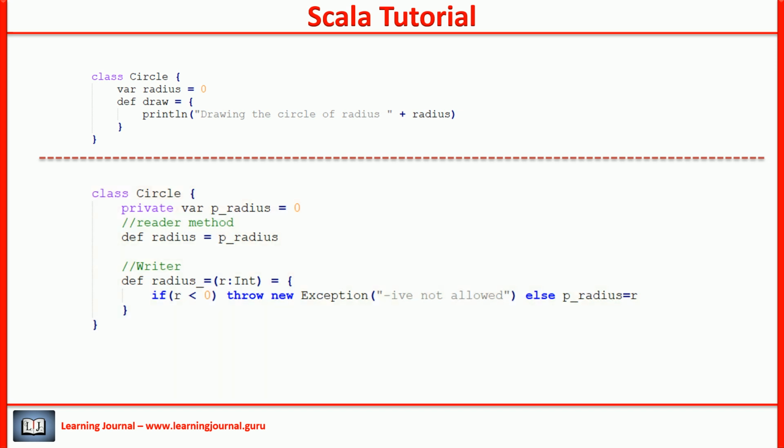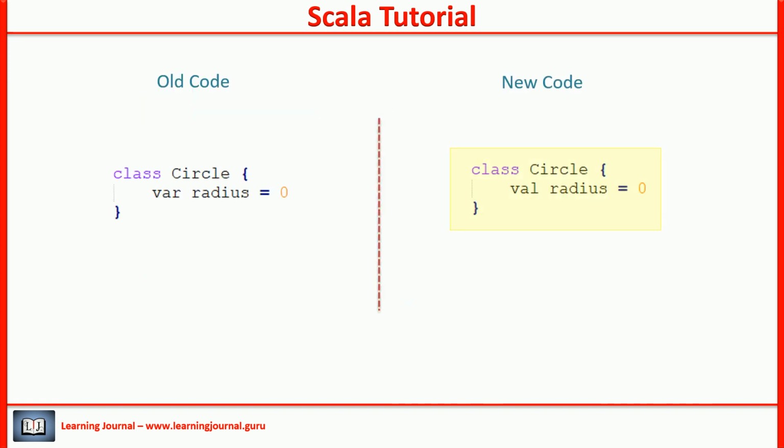Now, one last thing. A simple quiz. Just look at this code. I changed the type of the radius to a val. Earlier, it was a var. You already learned that when you create a public var, Scala will create a public reader and a public writer. When you create a private var, Scala will create a private reader and a private writer. Now the question is this. Will Scala create a reader and a writer for this example?